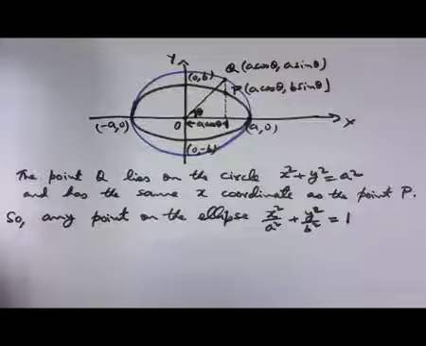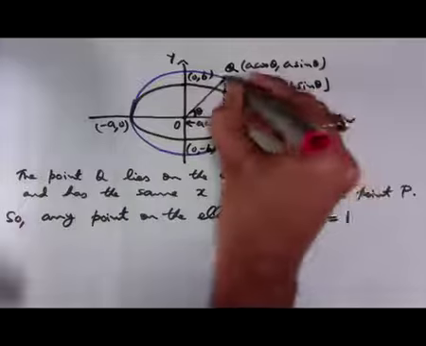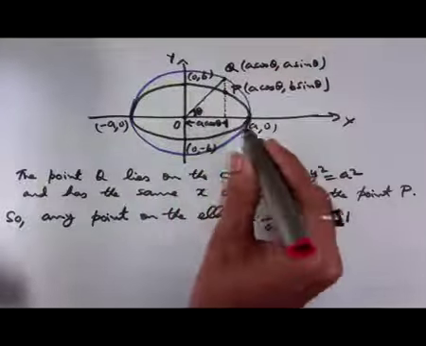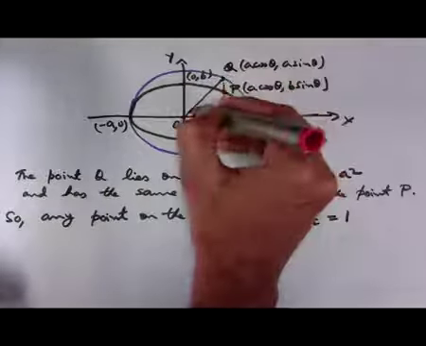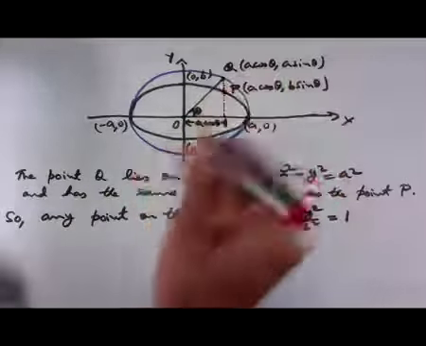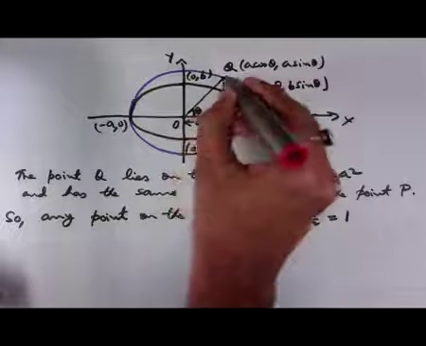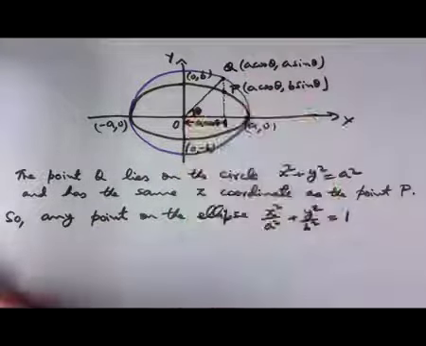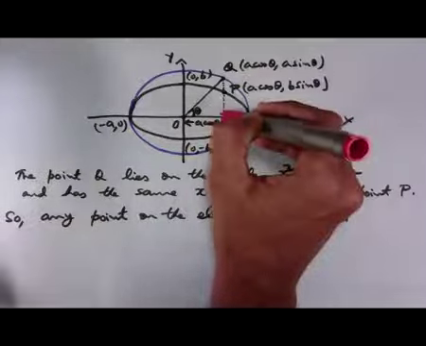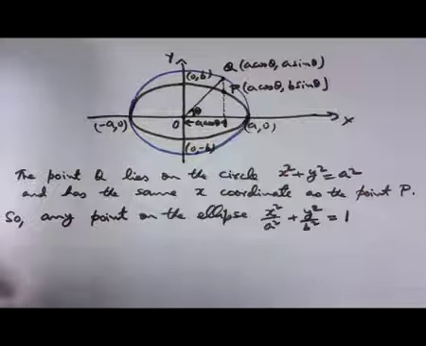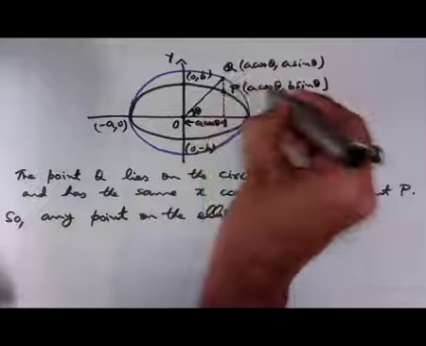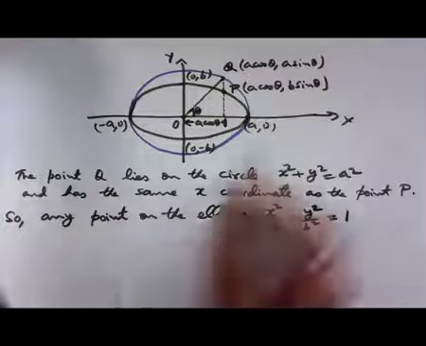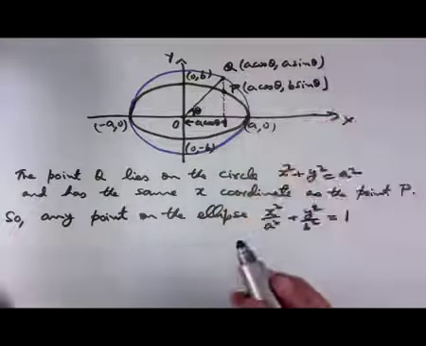This can be obtained by taking the point on the circle x square plus y square equal to a square, which has the angle theta with the positive x axis, and then we drop the perpendicular to the x axis, and then this intersects at the point P on the ellipse, whose coordinates are a cos theta, b sin theta.